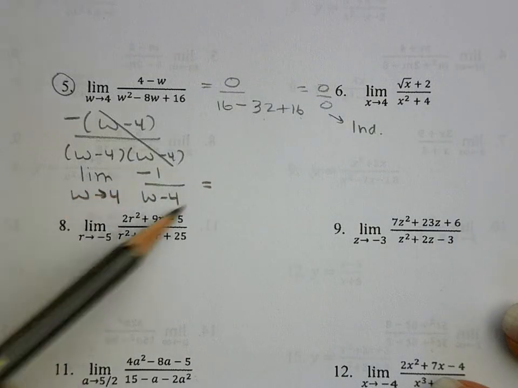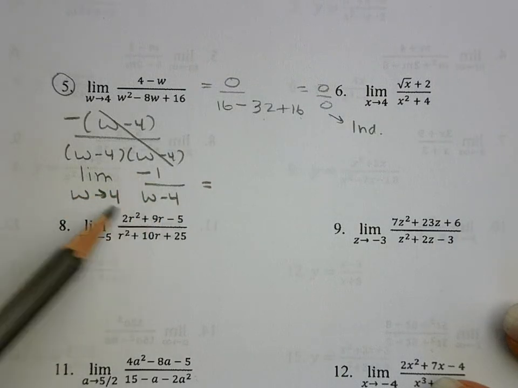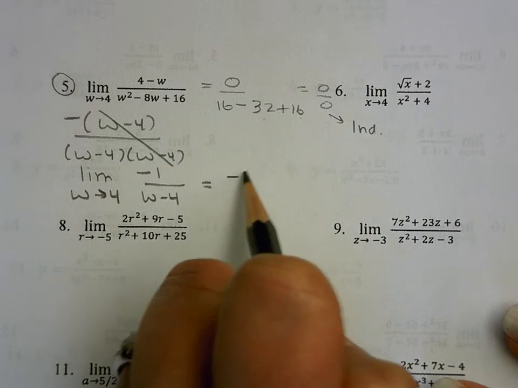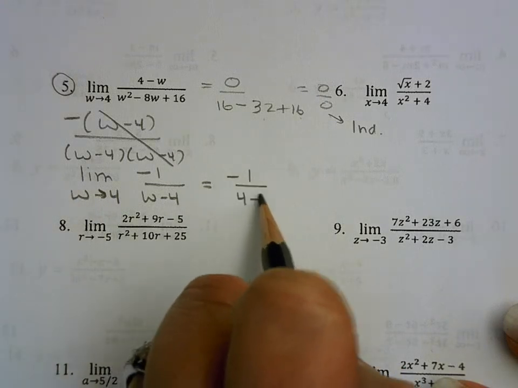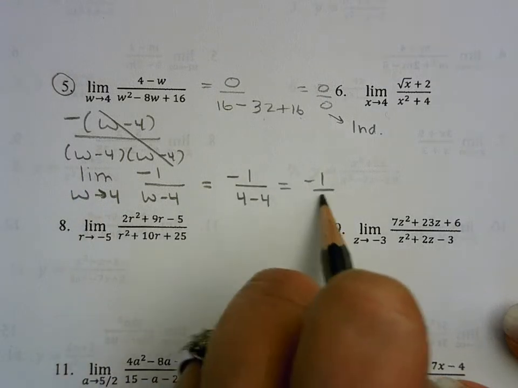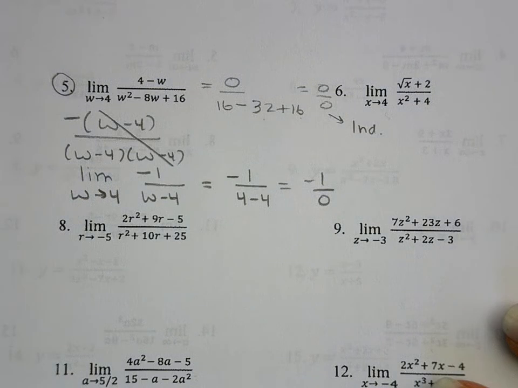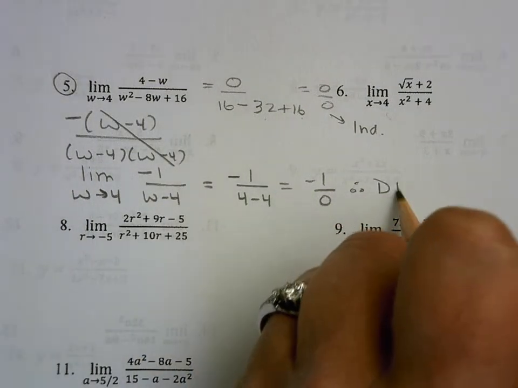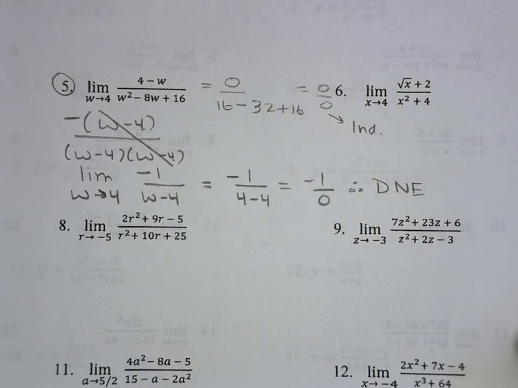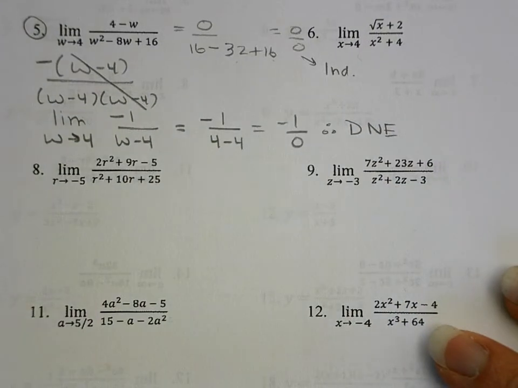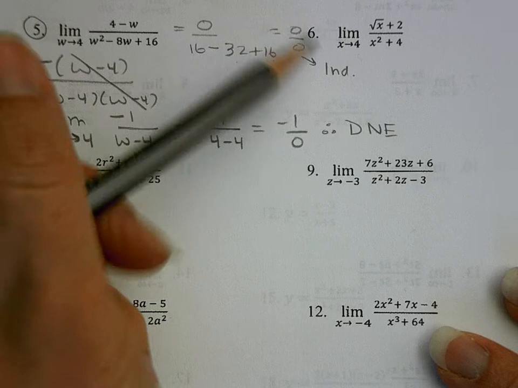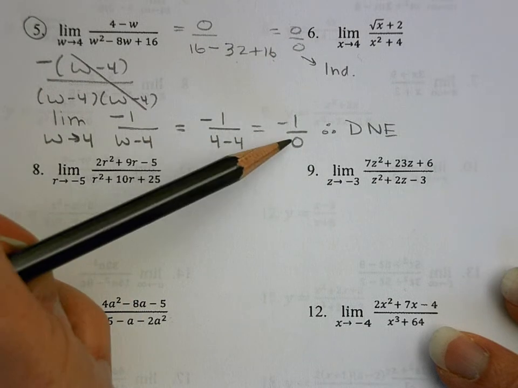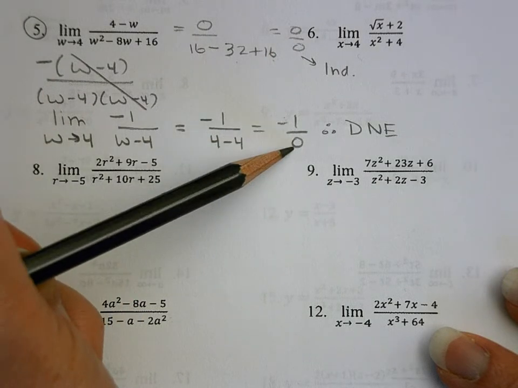Now I want to take the limit of this function. I've reduced it, so now I'm going to substitute in 4. So I would get negative 1 over 4 minus 4, which is negative 1 over 0. And that is undefined, so therefore the limit does not exist. And then I can use that abbreviation DNE, right? So the limit does not exist, not because we had 0 over 0, but because I ended up with negative 1 divided by 0. Okay?